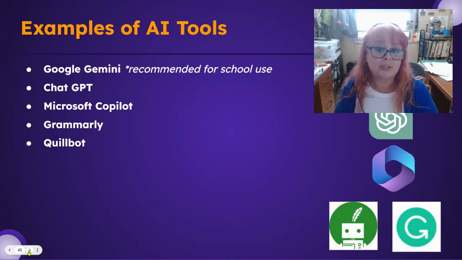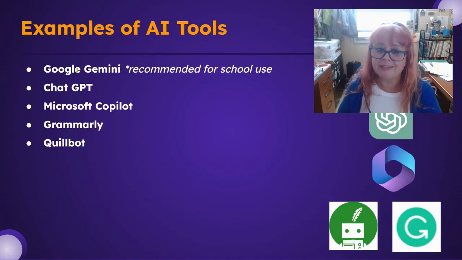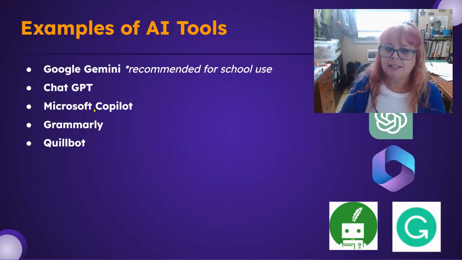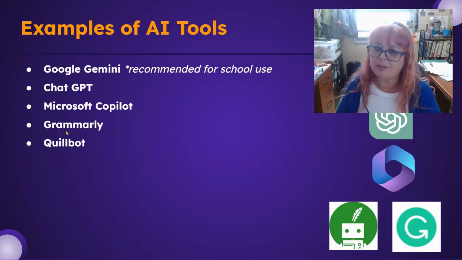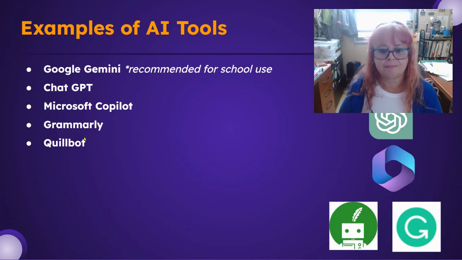Examples of AI tools include Google Gemini. That's the recommended AI tool for school use. ChatGPT and Microsoft Copilot. Grammarly and Quillbot are also considered AI tools.